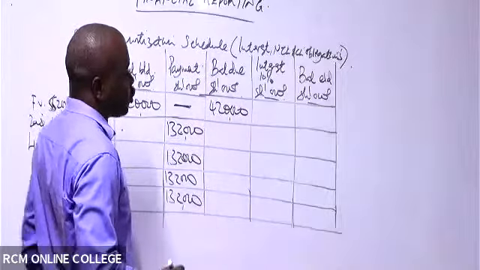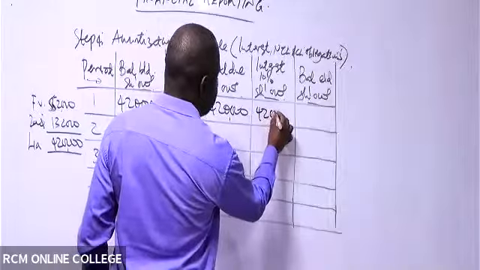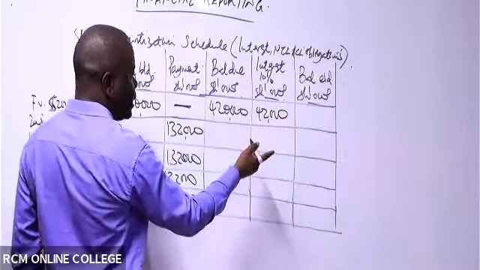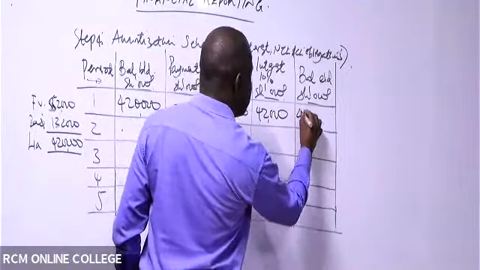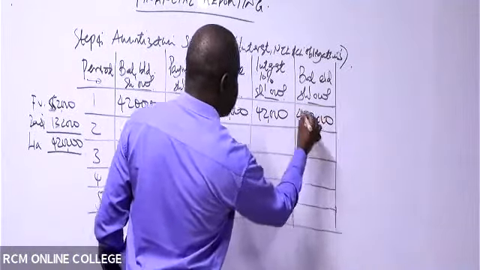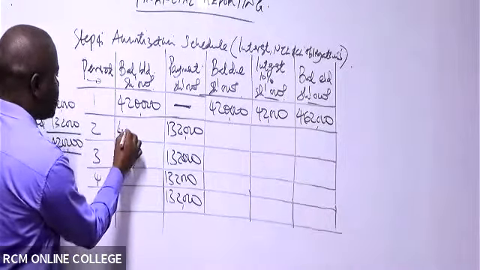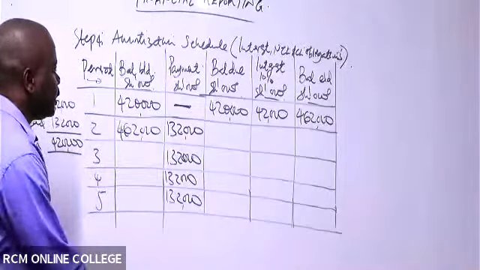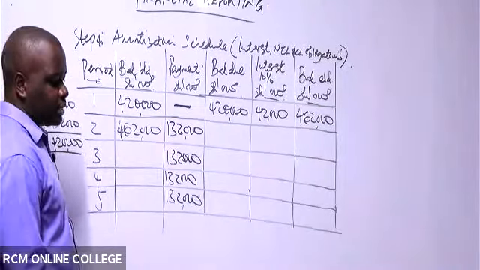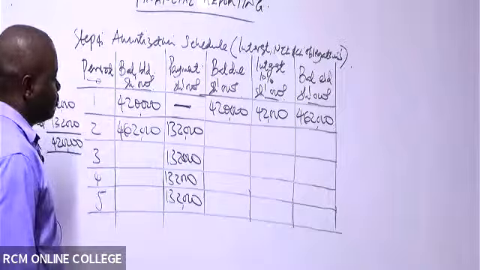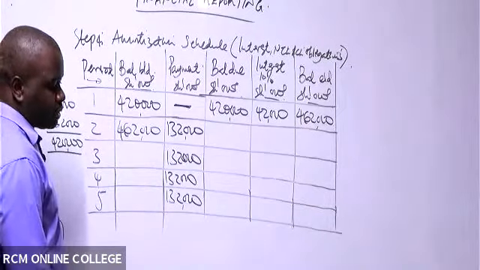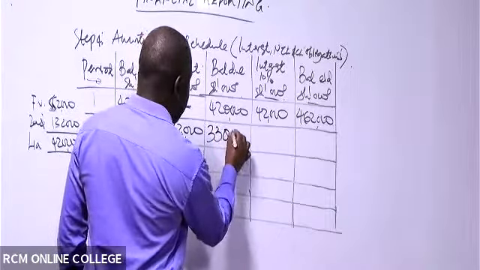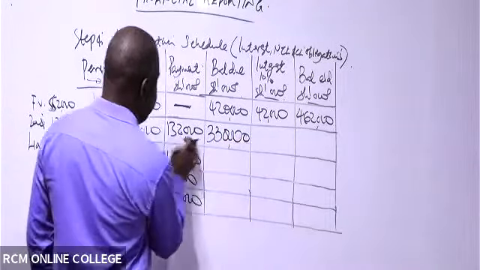When you place 10% on it, it comes to 42,000. And therefore, when you add the two, by the time you are coming to the end of the year, the liability is 462,000. You open it here at 462,000. You put 132, it comes to 330. 420,000 minus 132 comes to 330 because you paid 132.